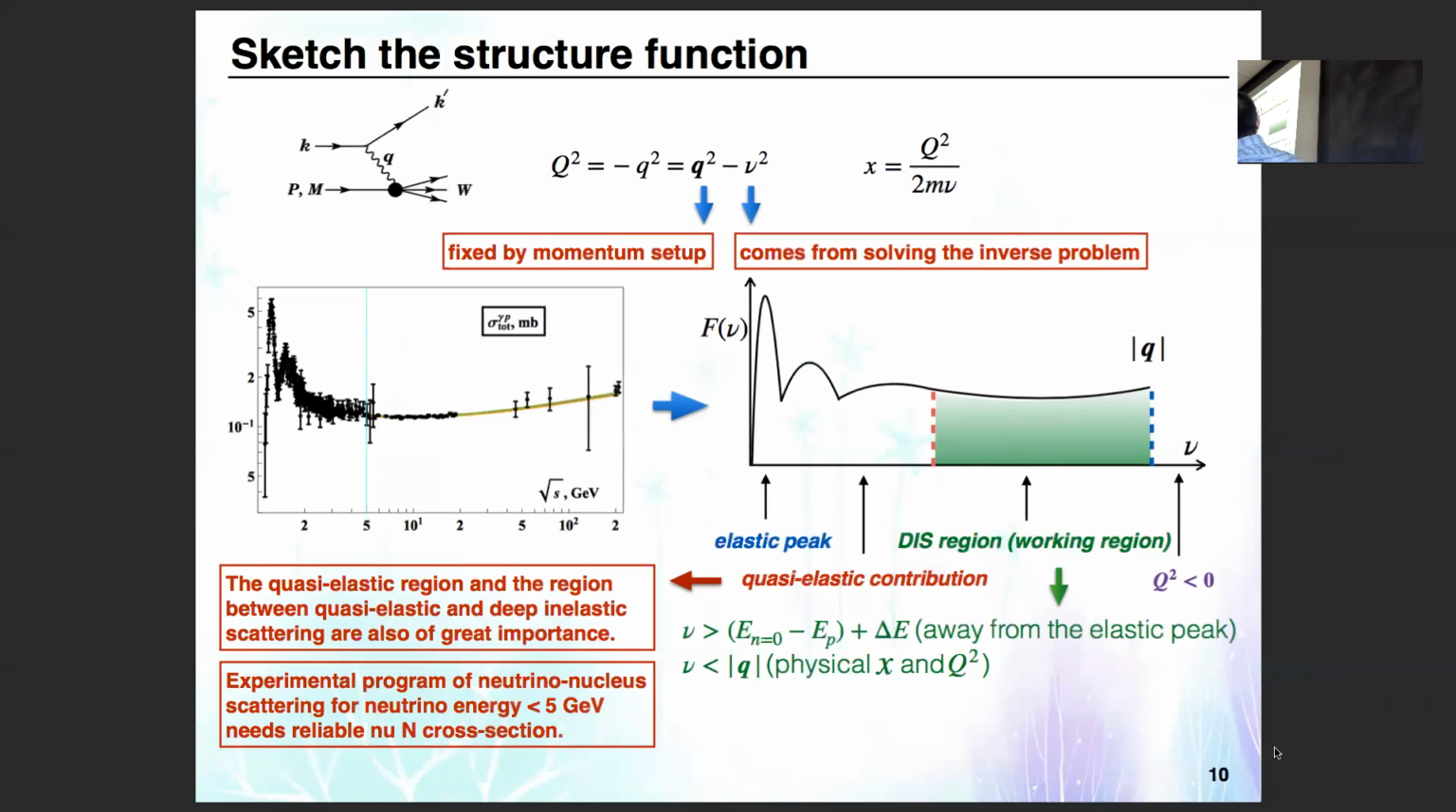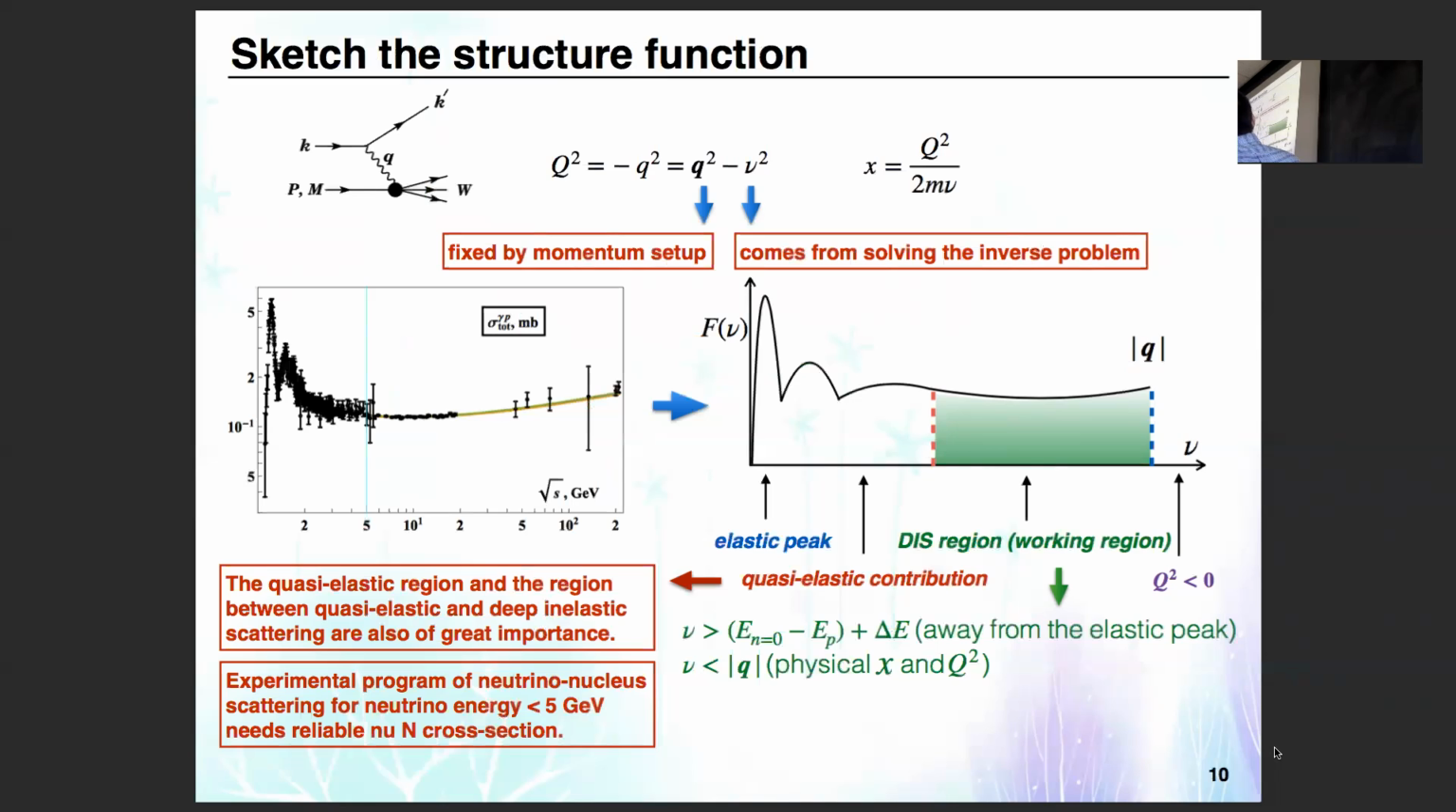There are two parameters. One is the 3-momentum transfer, which is fixed in our lattice setup, and there is also the energy transfer nu. This just comes from when we solve the inverse problem. And this is the gamma-proton total cross section plot I got from PDG.